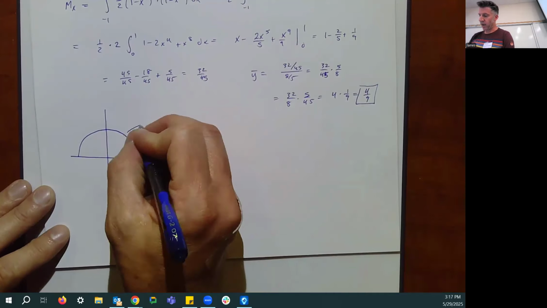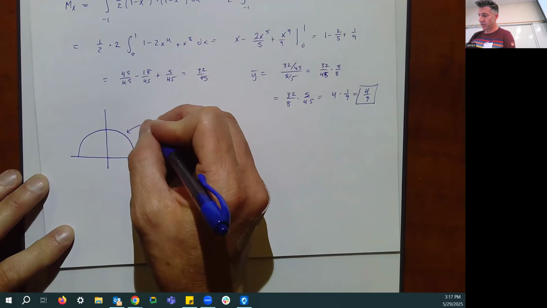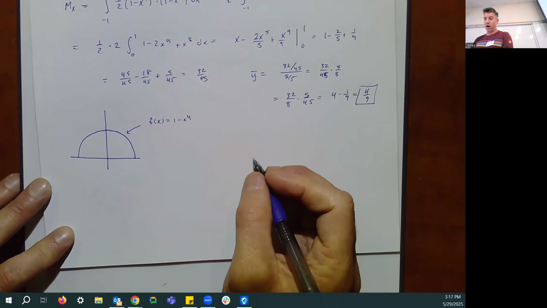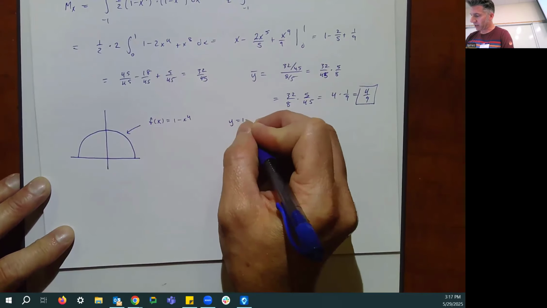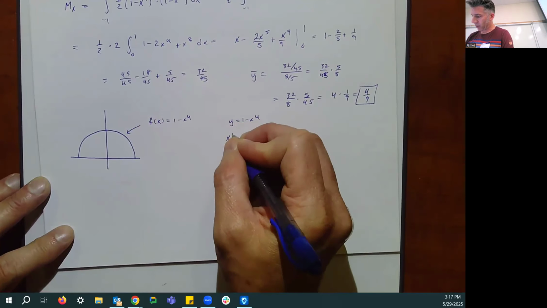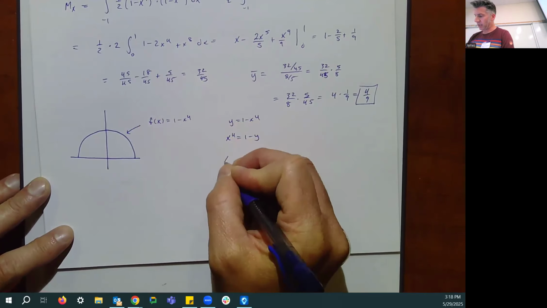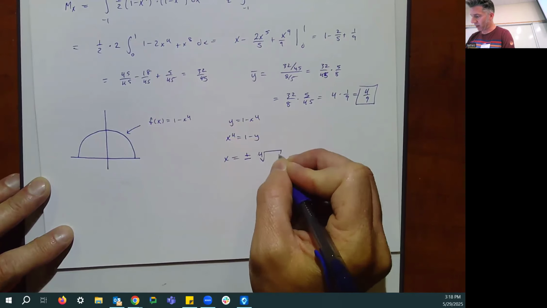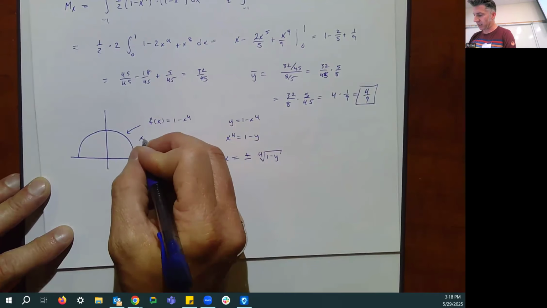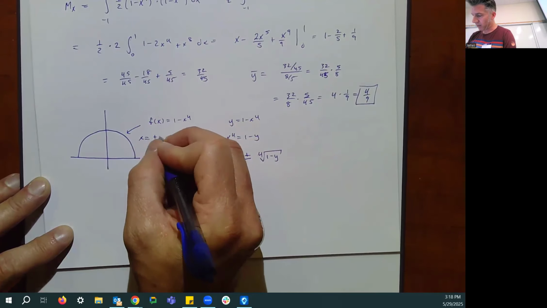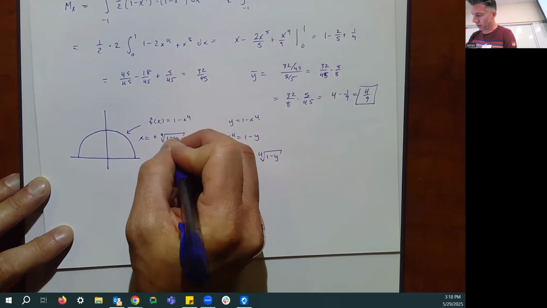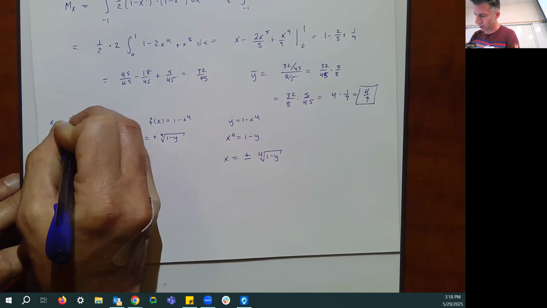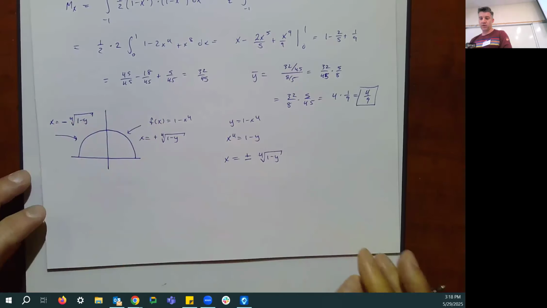I'll point out that the right half, instead of writing it as f of x equal to 1 minus x to the 4th, I'm going to solve for y and say y equals 1 minus x to the 4th, x to the 4th equals 1 minus y, and x equals plus or minus the 4th root of 1 minus y. The right side is x equal to the positive 4th root of 1 minus y. The left side is x equal to the negative 4th root of 1 minus y. So then you can do this one.